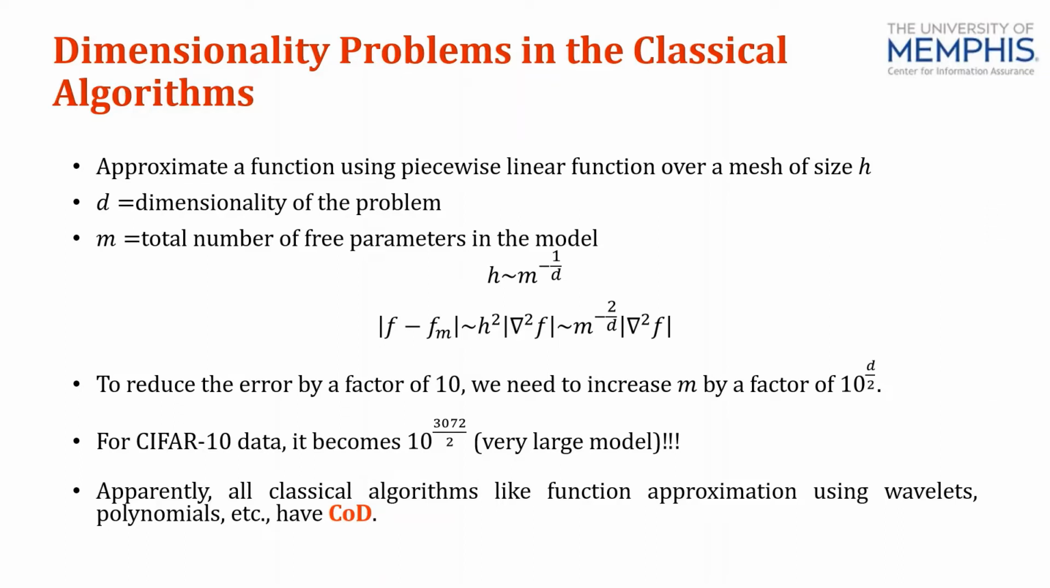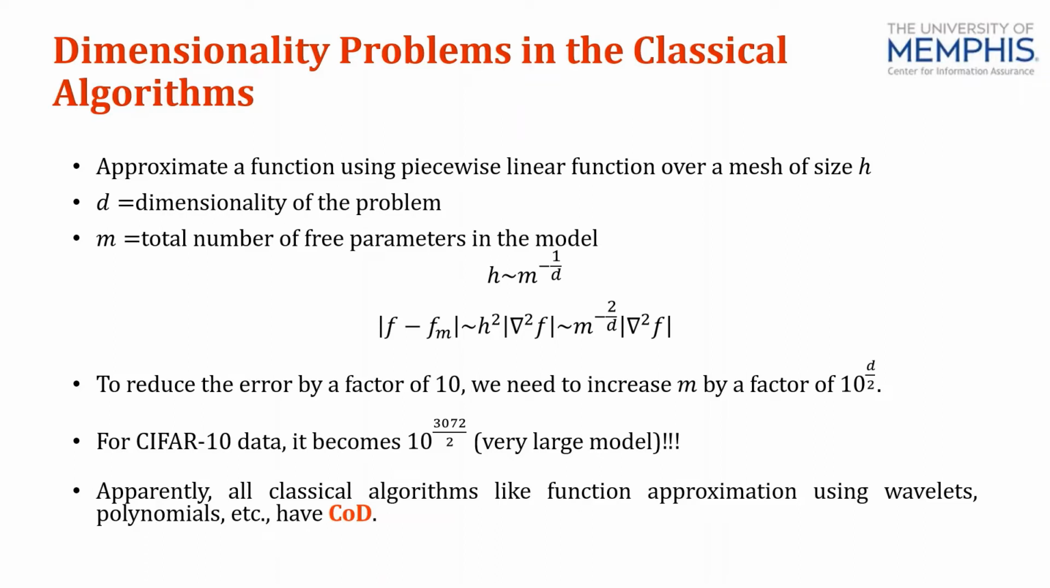Let fm be the approximation of f using the piecewise linear function. Then the error can be evaluated, that is, I'm talking about the approximation error, can be evaluated as in the next equation, that is mod of f minus fm. This is the approximation error. So we can see that it involves a quantity called d, that is the dimensionality of the problem, right? That means the approximation error includes dimensionality.